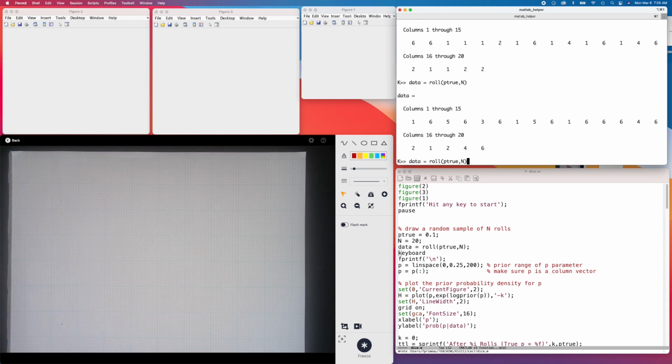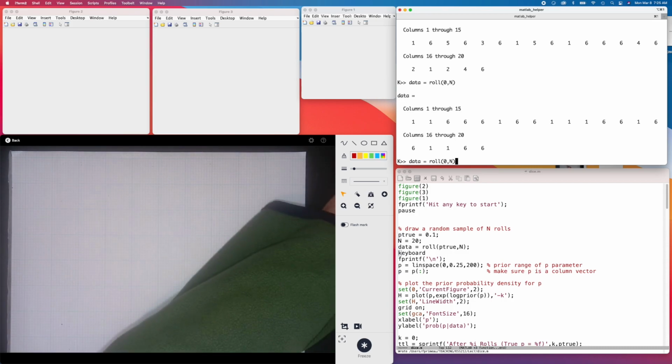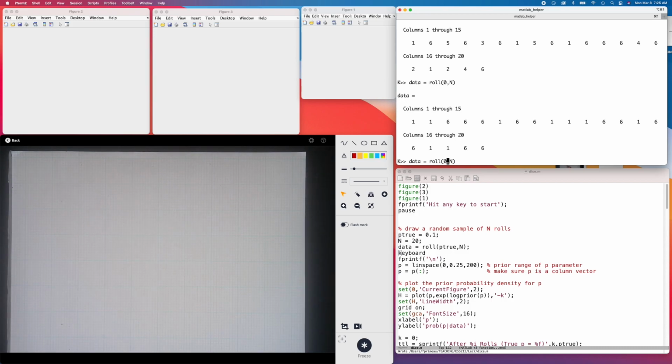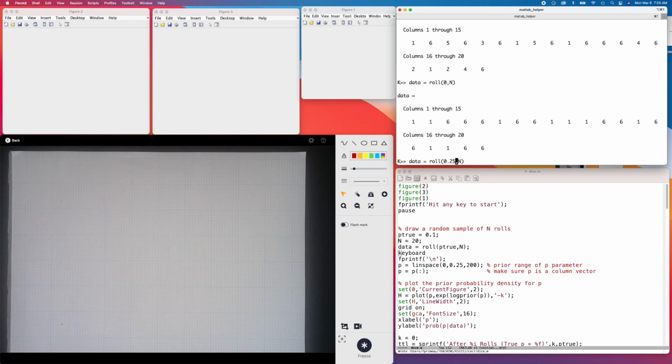And there's a sample, so the number p true could be anything between 0 and a quarter. So if I put in 0, I get only 6s and 1s. And if I put p equals 0.25, then I will get only 2, 3, 4, or 5, but no 6s and no 1s. Okay, so in this case, I simulated a biased dice with a pretty strong bias, where p true is 0.1 instead of 1/6, which would be for an unbiased dice.